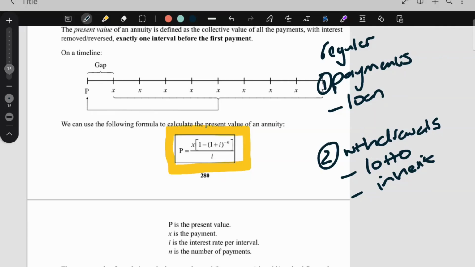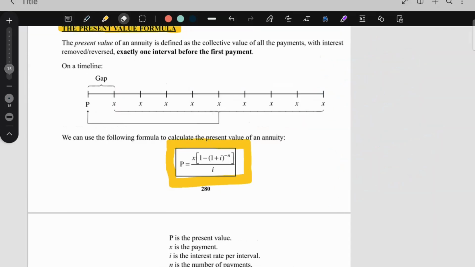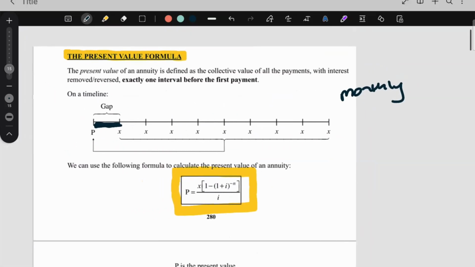So just make sure you understand that. Most of your examples will be on loans. And here and there, you will see these two examples. So another important thing that you must remember is that if you make monthly payments, then this gap over here must be 1 month. So before you make your first payment on your loan, there must be a gap of 1 month. So you must always start 1 month after you take out the loan.